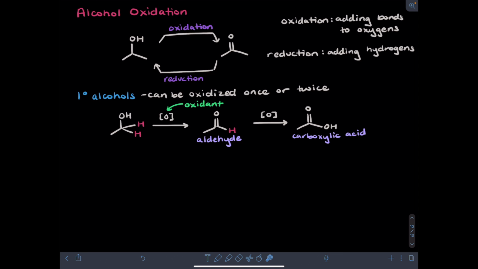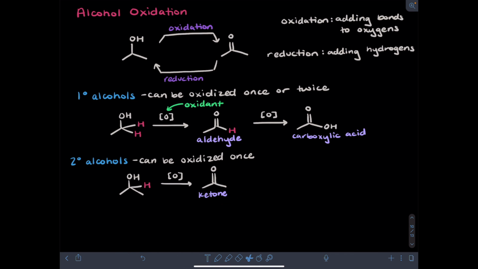Aldehydes, which still contain a carbon-hydrogen bond at the carbon attached to oxygen, are susceptible to further oxidation. So aldehydes can be oxidized to form carboxylic acids, where even more bonds to oxygen have been added in this molecule. Secondary alcohols can only be oxidized once.